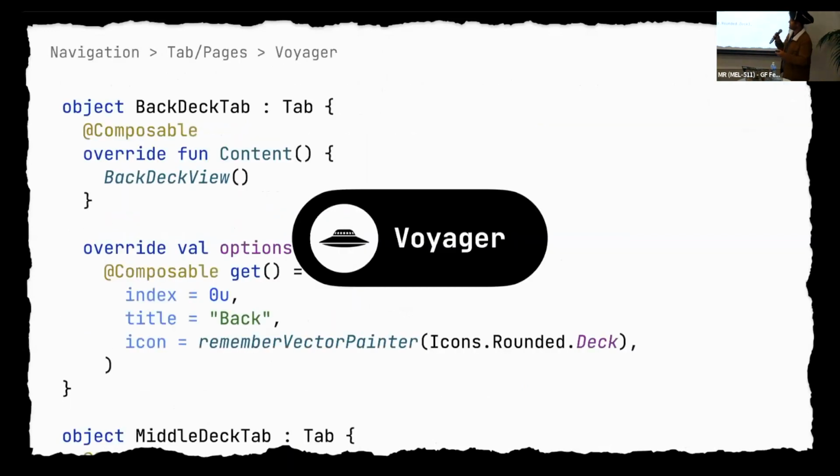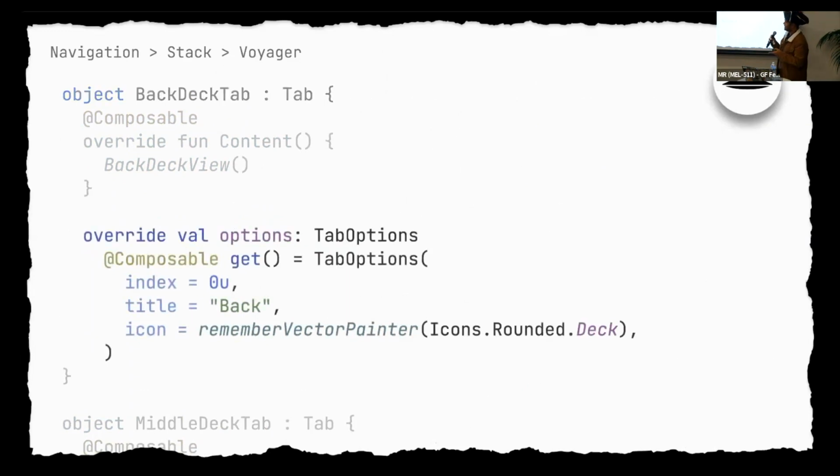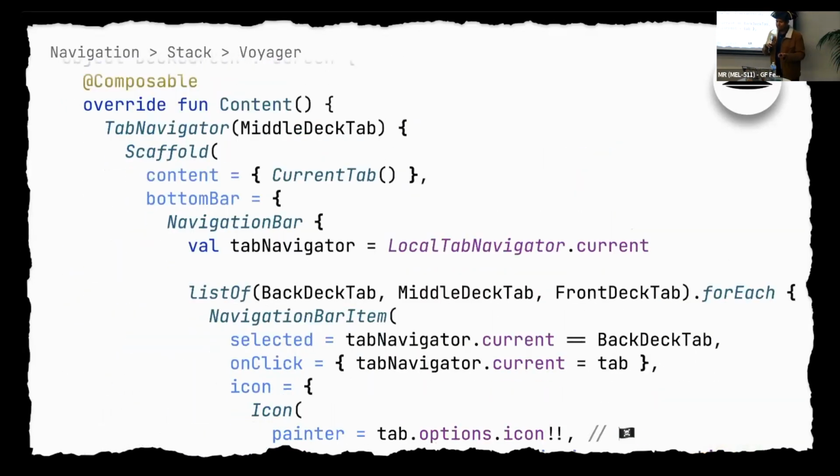Voyager more or less works the same. Instead of extending a screen, now you extend a tab. So technically, you can also have a screen that extends a tab, that extends the screen, and have a whole view hierarchy that doesn't really do anything, if that's your jam. Something I kind of don't like about this is that you're kind of forced to provide tab options. So even if you don't plan on showing a tab layout, you still need to provide an icon and a label for it for whatever reason. And that's kind of icky, if you ask me. But everything else pretty much is the same.